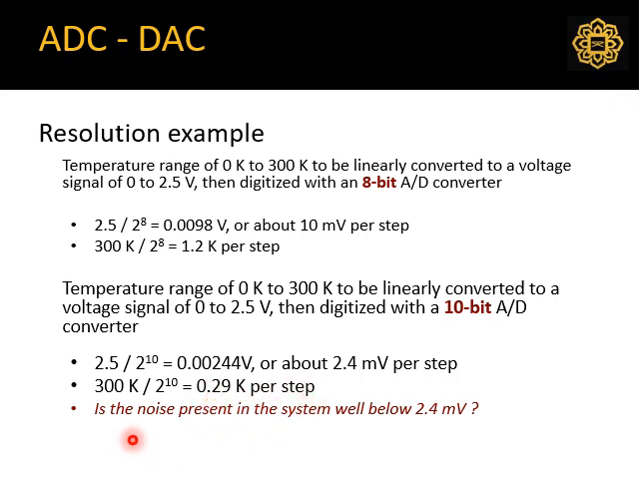Okay, you have to understand also if there is noise present in the system well below 2.4 millivolt, that is beneficial for us because the noise will not be detected by the analog to digital converter. So it is somewhat filtering out the noise as well. But if the noise is in the range of 2.5 millivolt to 2.6 millivolt, then it will also be converted into digital format.